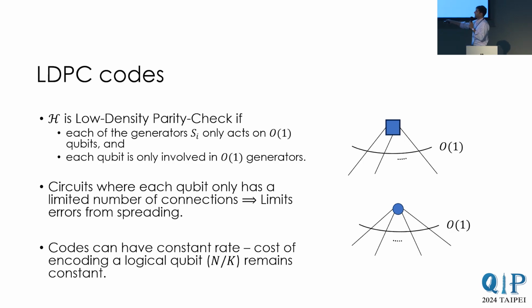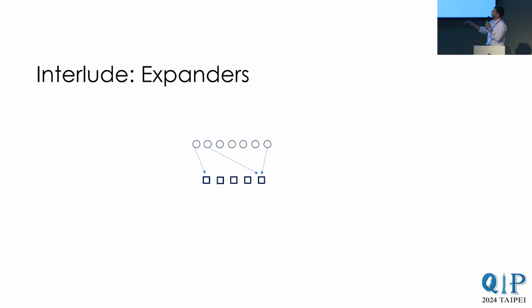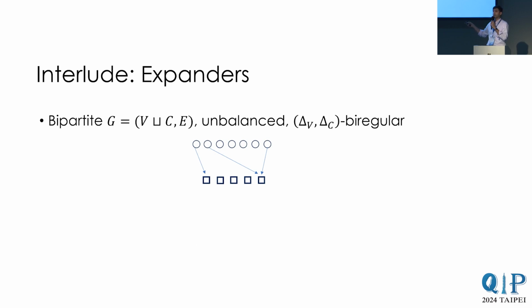And more recently, it's been pointed out that because these codes have constant rate, you can also construct schemes for performing fault-tolerant error correction such that the cost of encoding a logical qubit, namely this ratio n over k, remains a constant no matter how large you make your circuit. So this feeds into this narrative of efficiency that we talked about earlier. So this is motivating the why behind LDPC codes. And I'm going to soon dive into a particular construction, but before doing so, I'm going to have to define for you what it means to have a certain type of graph called an expander.